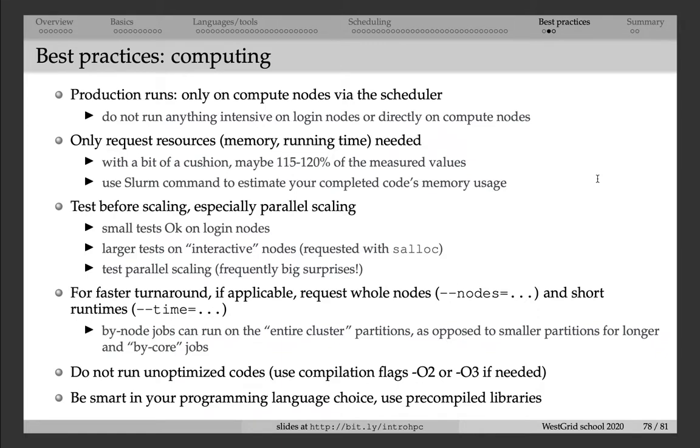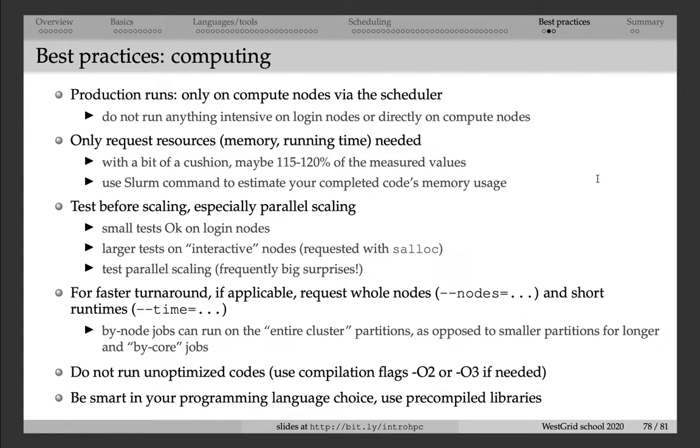When you compile a code, make sure you always use optimization flags. The sweet spot is usually -O2, but you can also use -O3 if that works for you and does not break the code. A code that was compiled with these optimization flags will typically run much faster, a factor of 10, perhaps 20 faster than a non-optimized code.